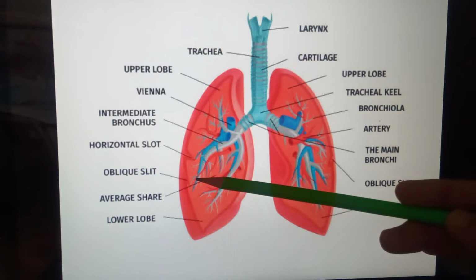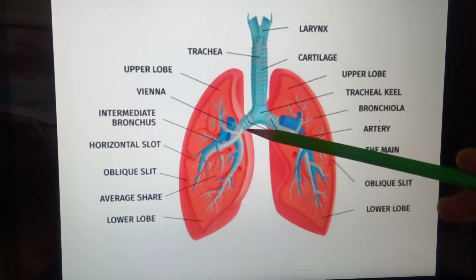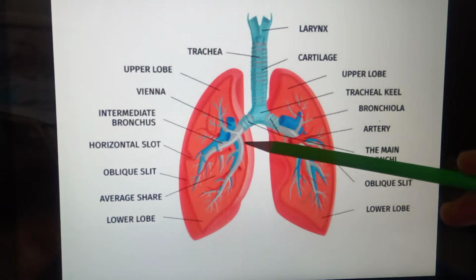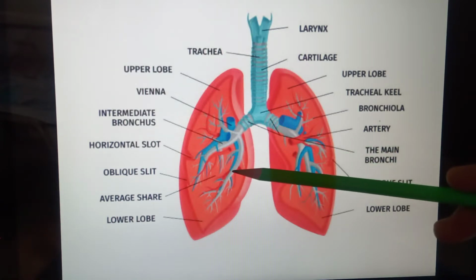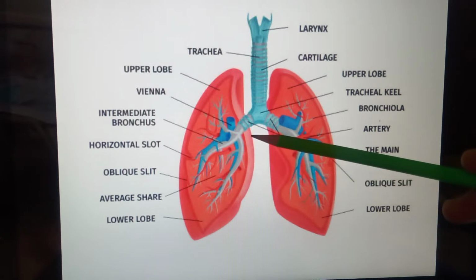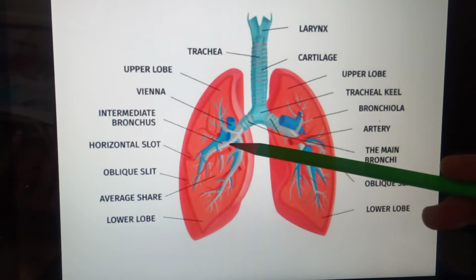There is a hilum present. One term is hilum. You can read in so many books that there is a hilum present in the kidney, and a hilum present in the lungs. So what is a hilum? Hilum is a portion where the blood capillaries enter the lungs.